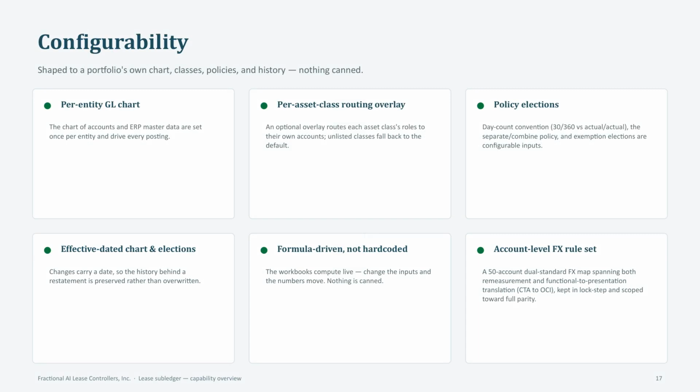None of this is canned. It's shaped to a portfolio's own chart: classes, policies, and history. A per-entity GL chart drives every posting. An optional overlay routes each asset class to its own accounts. Policy elections, the day count convention, separate or combine, the exemptions are configurable inputs. Chart and elections are effective dated, so the history behind a restatement is preserved, not overwritten. The workbooks compute live, change the inputs, and the numbers move. And there's a 50-account, dual-standard FX rule set spanning both remeasurement and the functional to presentation translation.